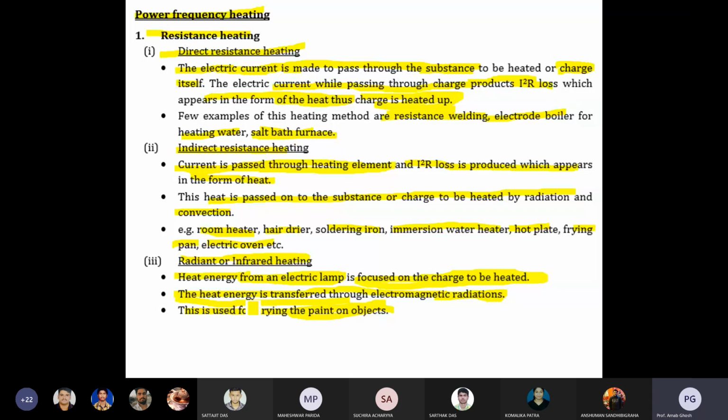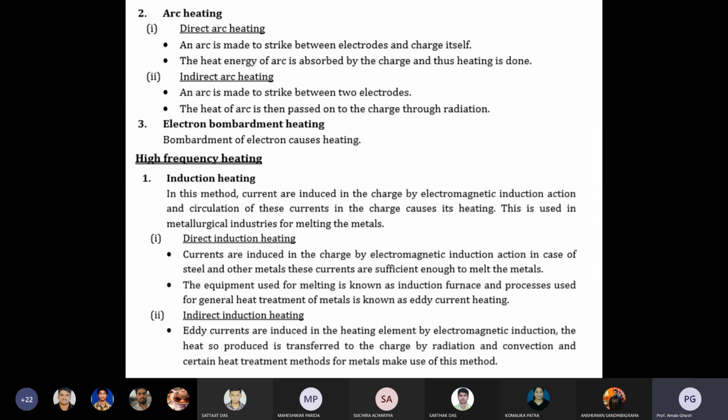Working on designing different idols, very quick drying is required, so they are using that methodology for drying up the idol. Suppose a painting is there, they are trying to dry up that painting so that moisture can be removed from it. By this method they are using.